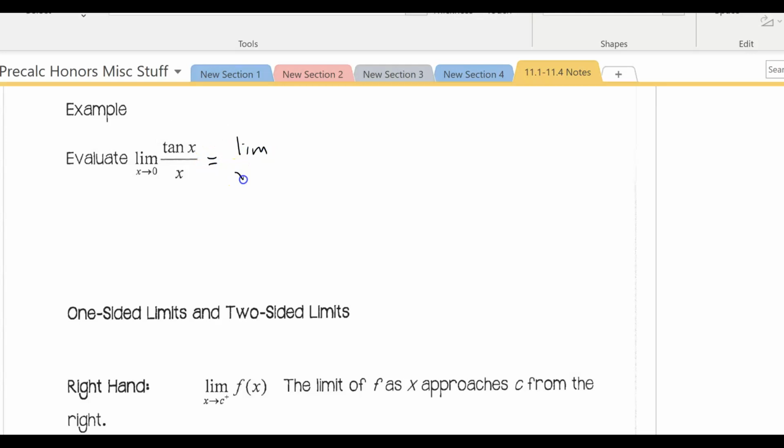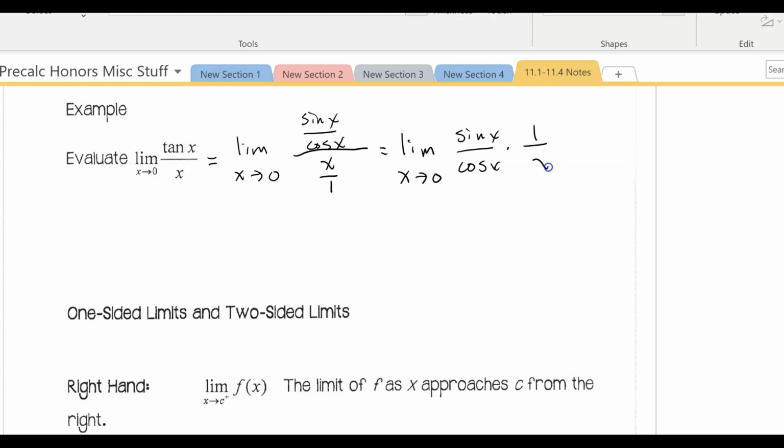So this is going to be the limit as x approaches 0. And then the tangent is the sine x over cosine x. And this is all going to be over x. I'm going to make that x over 1. So this becomes the limit as x approaches 0 of sine x over cosine x times 1 over x. Do a little rearranging. I have the limit as x approaches 0 of sine x over x times 1 over cosine x. Again, just rearranging these two.